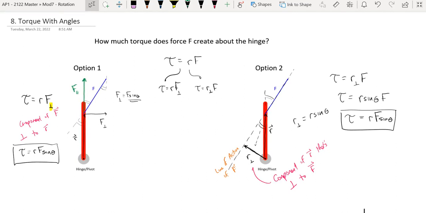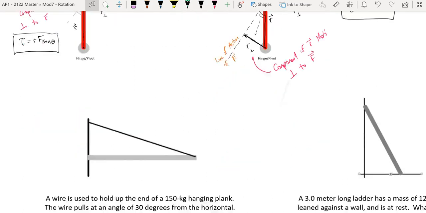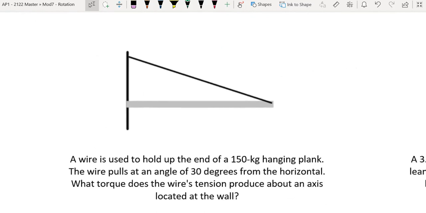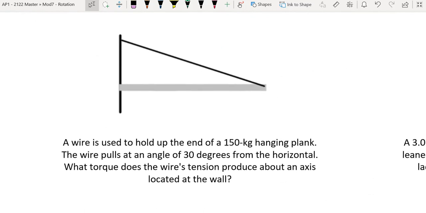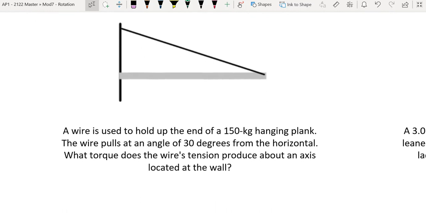So maybe you're saying, well, then how do I know which one to do? Well, I'm going to show you a couple different situations in which one of the options is the more appropriate thing to do, in my opinion. Okay, so here's a wire. It's used to hold up a plank. This is like a pole or something like that. I don't know, right? Fair enough.